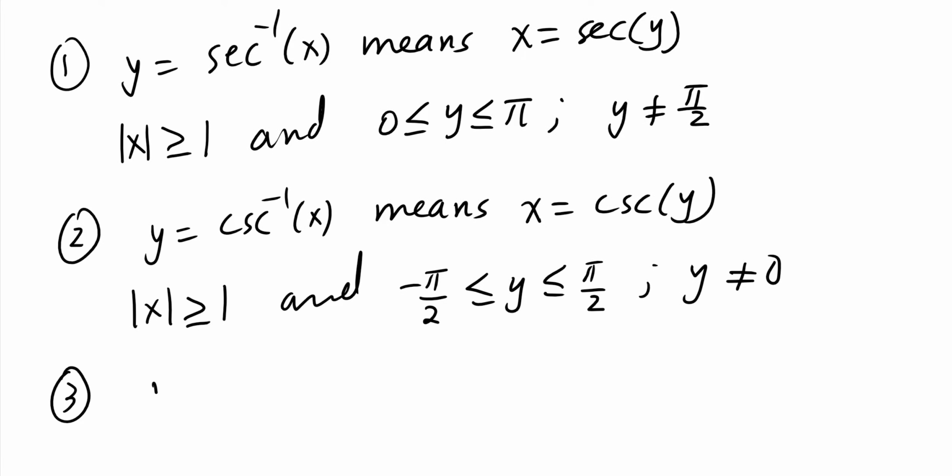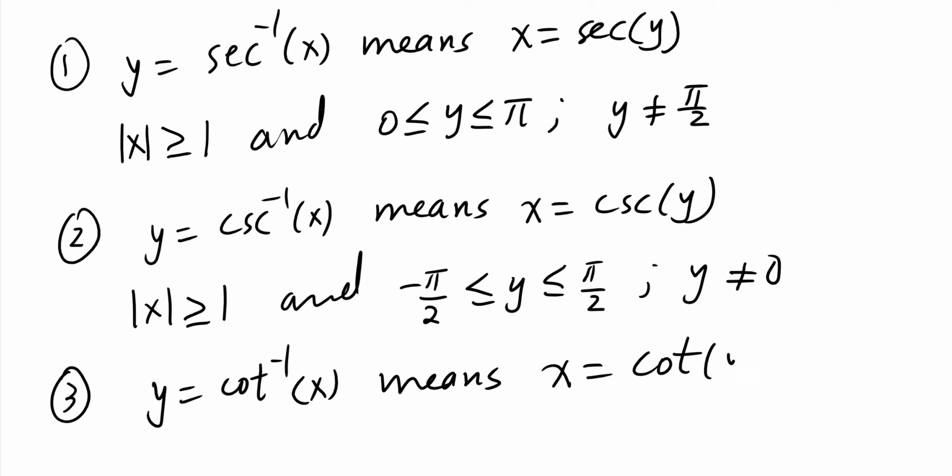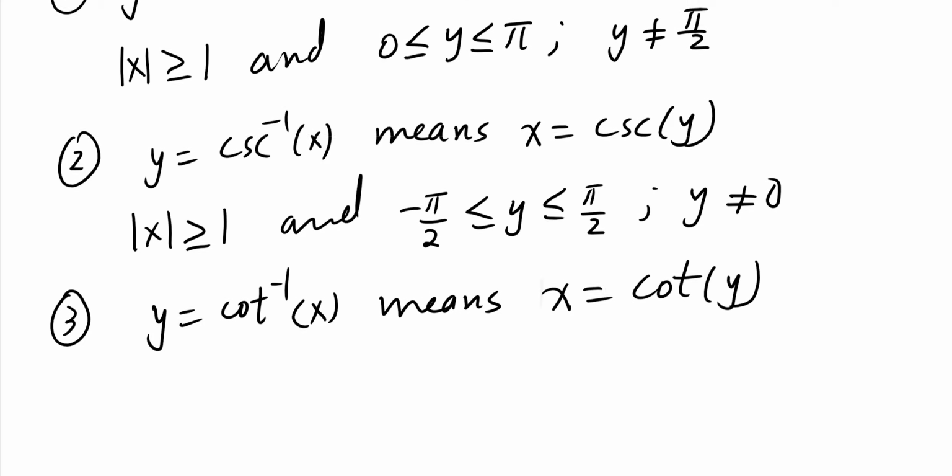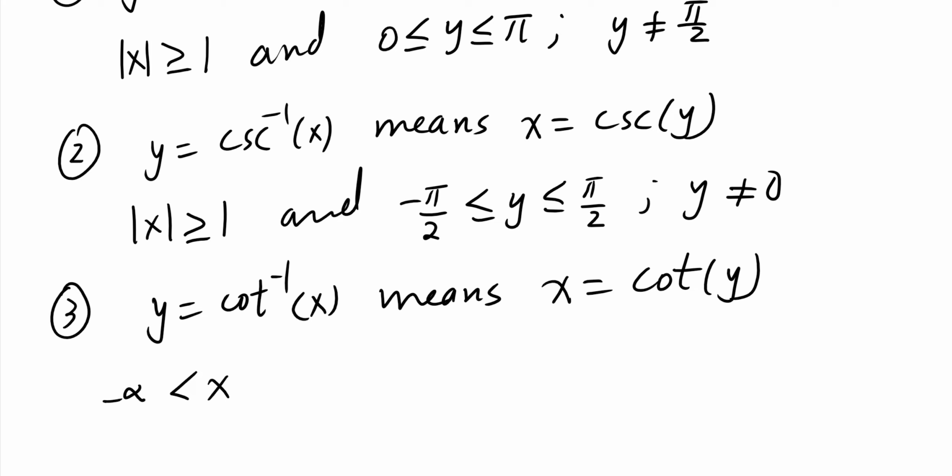Number 3, y equals cotan inverse of x. This means x equals cotangent of y. X here is from negative infinity to infinity, and y is from 0 to pi, excluding the bounds. Those are the definitions of those 3 trigonometric inverse functions.